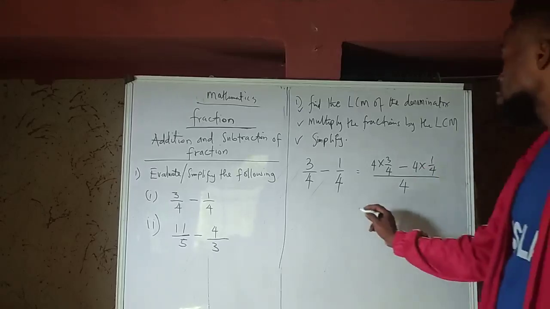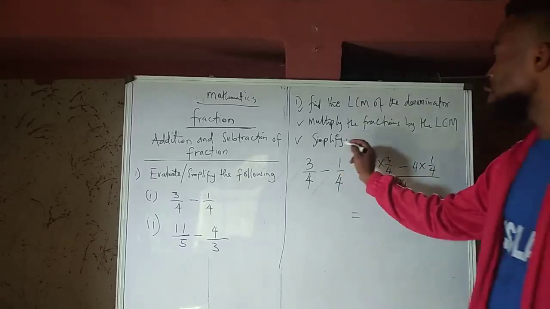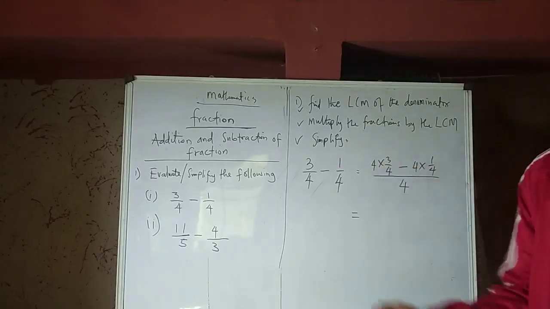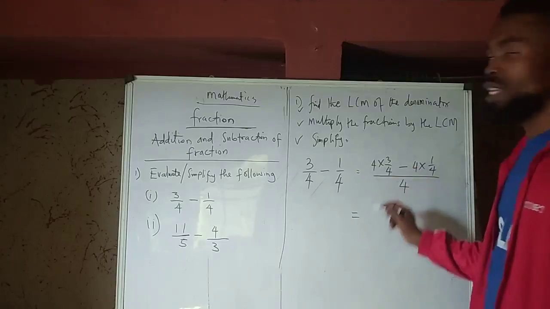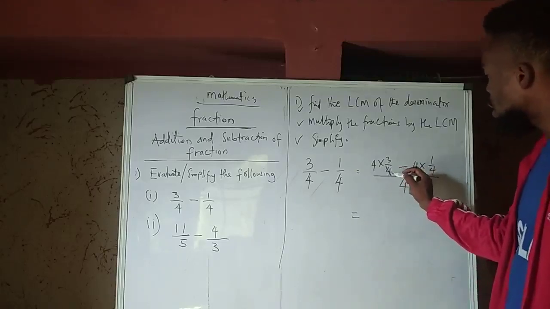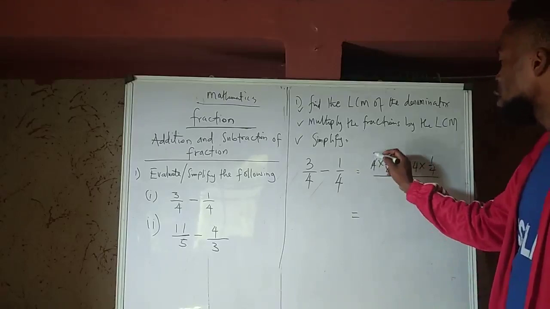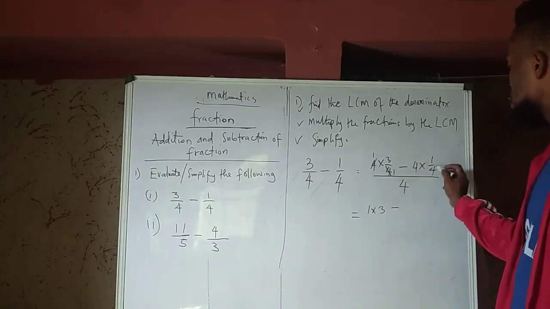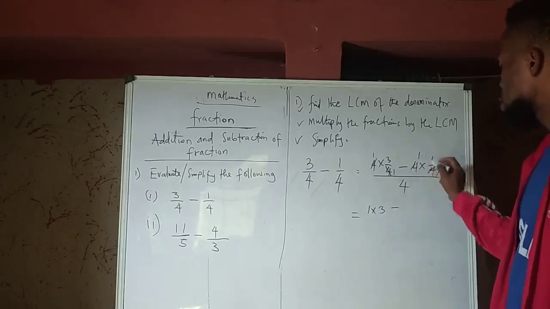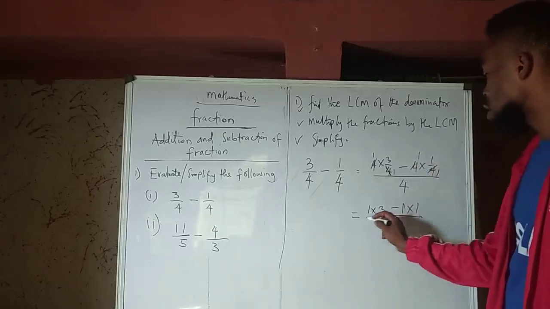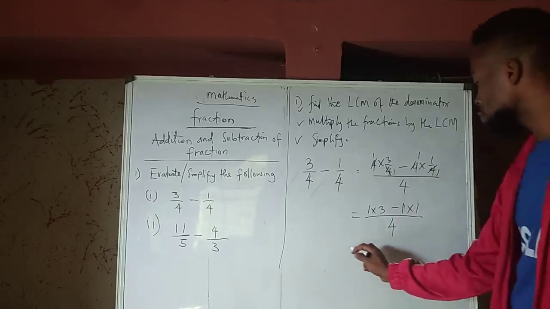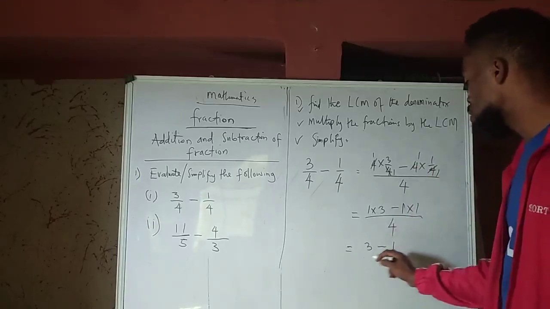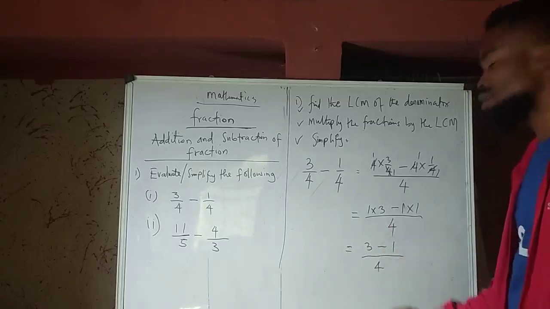At this point, we are going to do the third step, which is simplify. Simplify means that we should do any reductions that are possible or necessary. So 4 here is going to be 1, 4 here is 1. So we are left with 1 times 3, minus 4 here is 1, 4 here is 1, we are left with 1 times 1, all of that over 4. 1 times 3 is 3, minus 1 times 1, which is 1, all over 4.